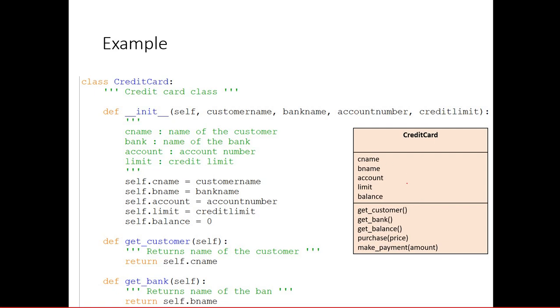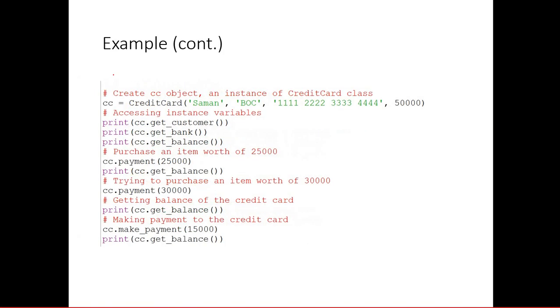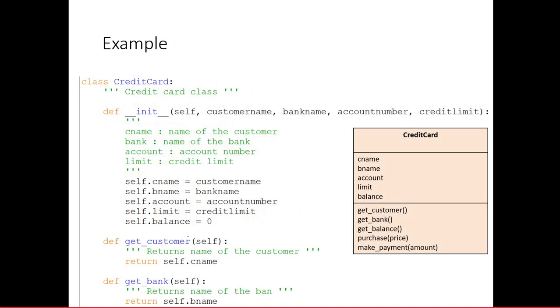There we will have several values. For example, we have customer name, bank name, account number, credit limit, everything is given here when you're initializing, which means when you're creating a credit card, you have to provide these values. You have to provide the name of the customer, the bank, account number, and also the credit limit. You don't have to specify the balance. When you create the credit card, we have not used it yet, so the balance is zero.